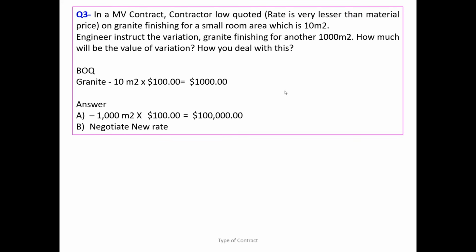Now let me give you my perspective. In the measure and value contract, is the BOQ final or just an estimated quantity? What do you think? Estimated quantity. So what is really the contract part is the rate, right? The rate is the contract part. Can the contractor come and argue, no, this is just for 10 square meters, but when it comes to 1000 square meters, I have to go for a different price? What do you think?